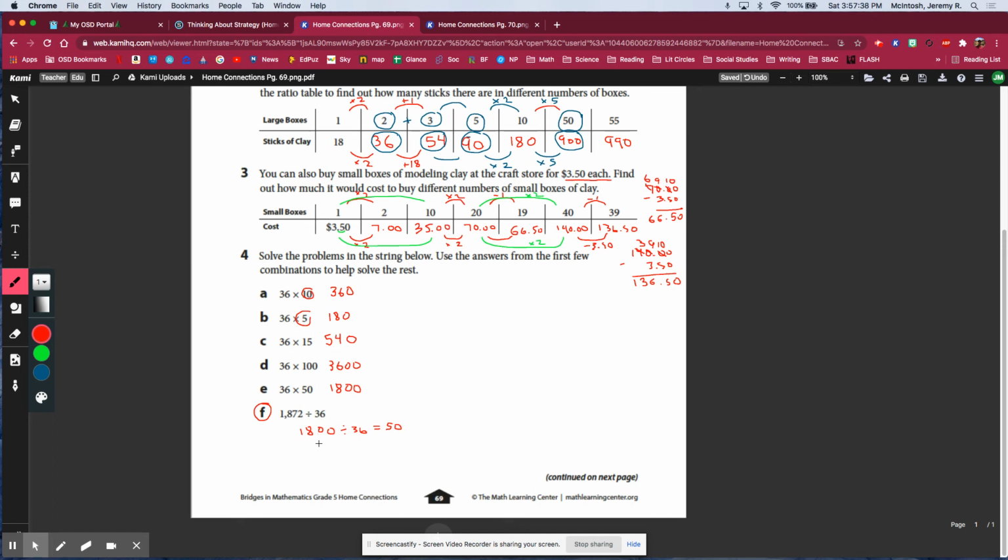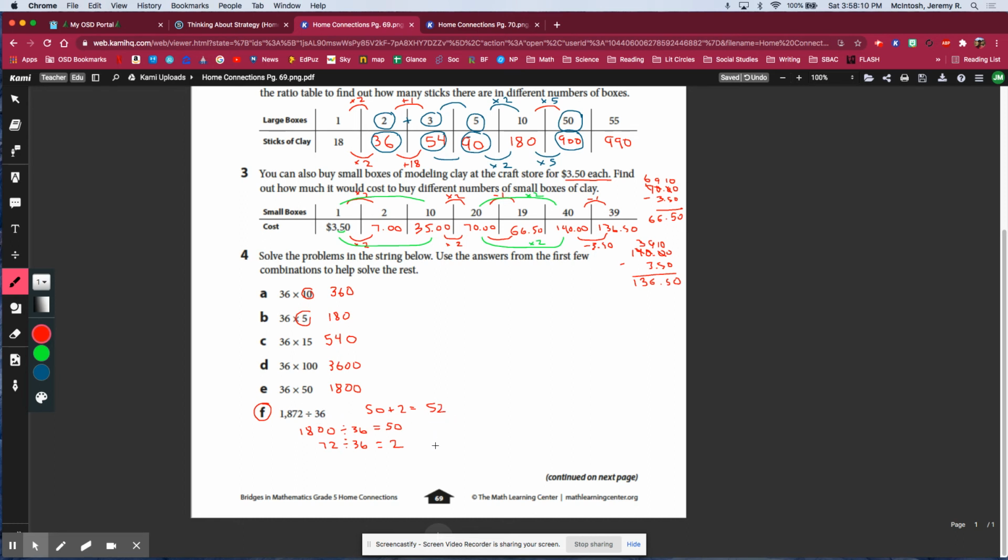And then if I take my 72 here and divide by 36, well, I know that there's two 36s that can fit in 72. So that would be 2. So 72 divided by 36 is 2. When I combine the 50 and the 2, 50 plus 2, my answer is 52. So just using what I know up here to help me solve the other problem. So 1,872 divided by 36 is 52.